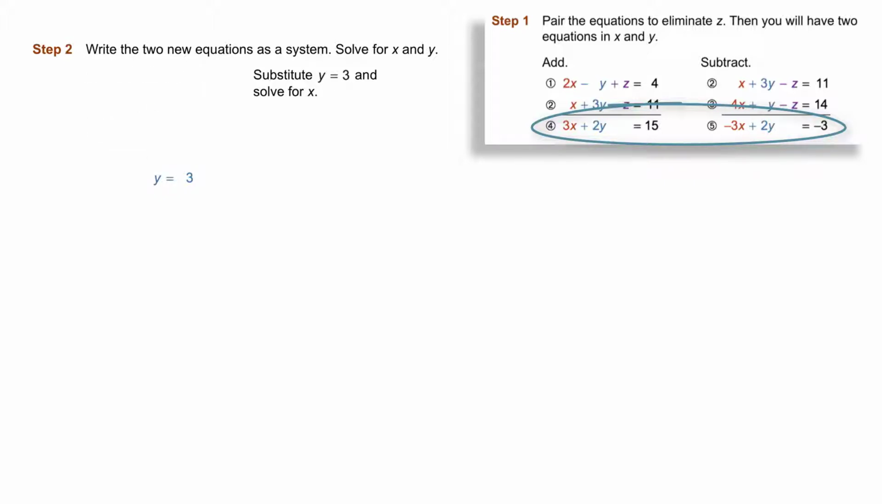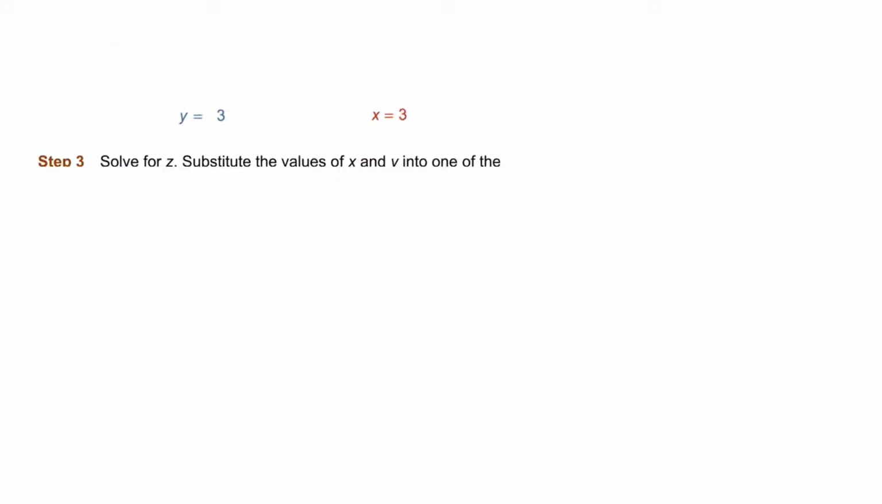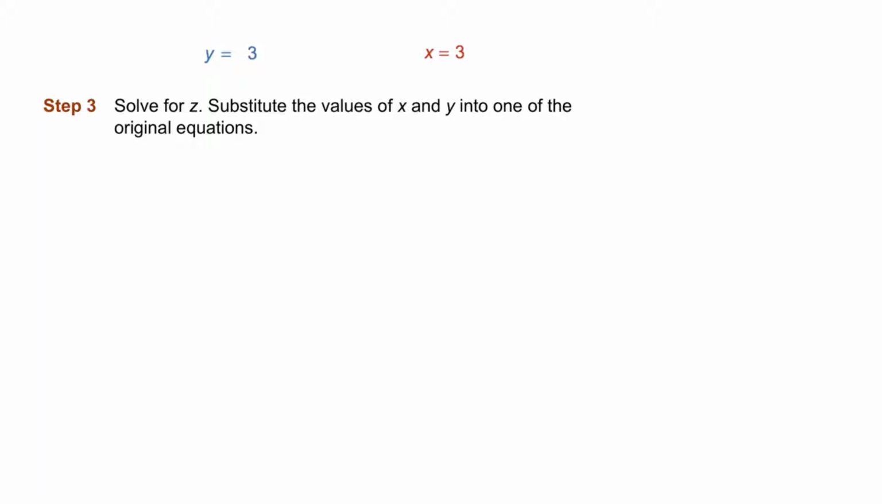So we choose equation 4, substitute 3 for y, and rewrite it as 3x plus 2 times 3 equals 15, and simplify to find x equals 3. So now we have a value for y, 3, and a value for x, also 3. We can use those to substitute and solve for z. That's step 3. Solve for z.